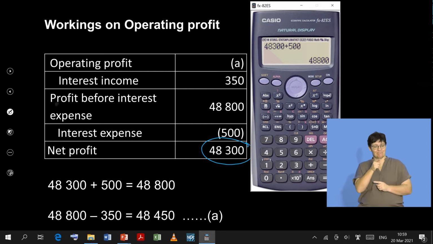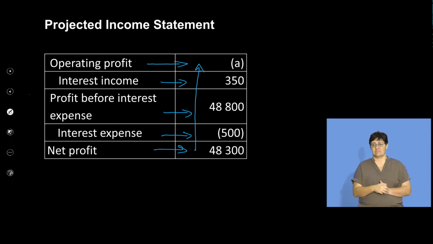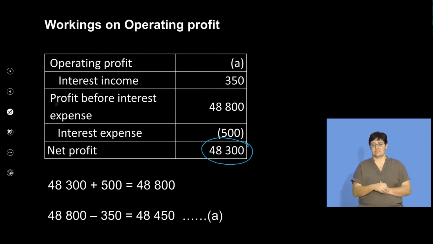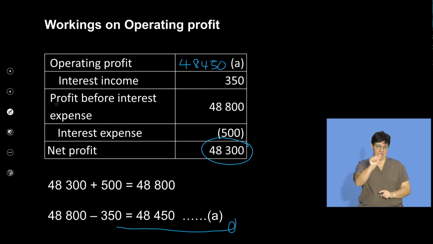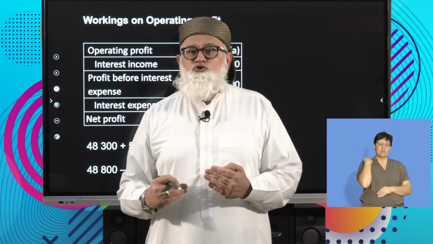Right, now you come to your interest income and you say, because you add your interest income when you're working downwards, you subtract when you're working backwards. Minus the 350 will then give you your 48,450, which is your missing figure here. And there's your calculation as to how you calculated A. So what you must remember from this calculation is when you are working from the bottom to the top of your calculation, you then use an inverse operation.